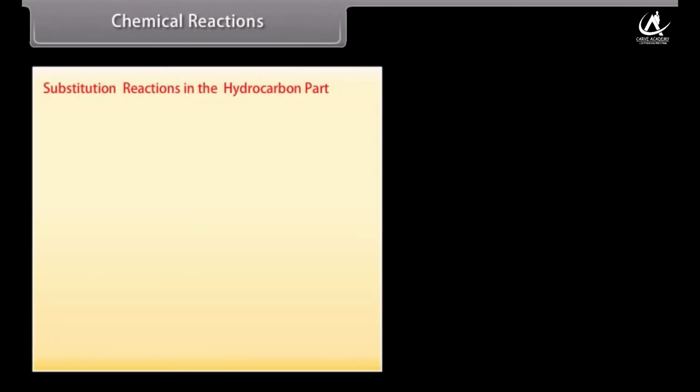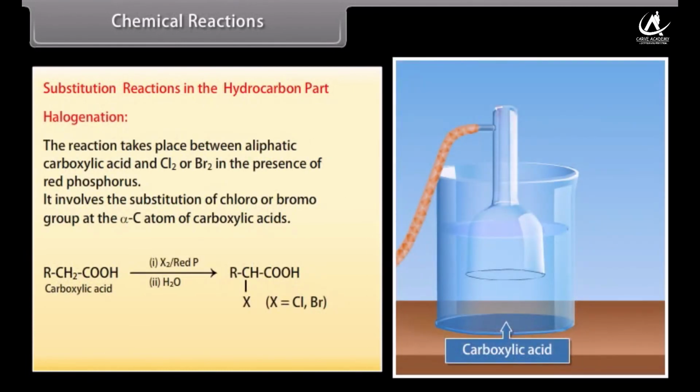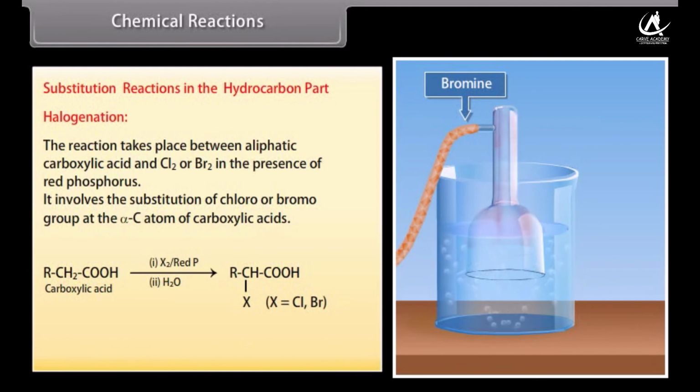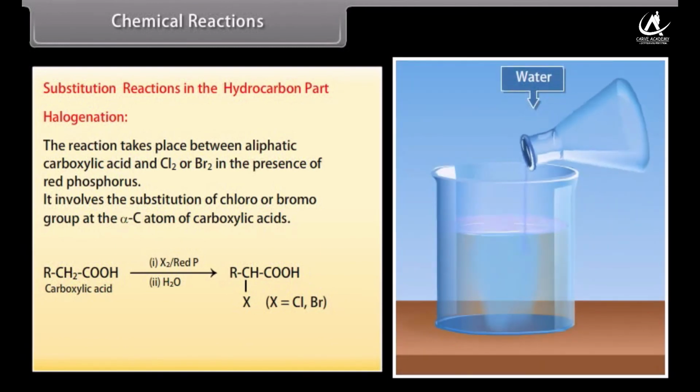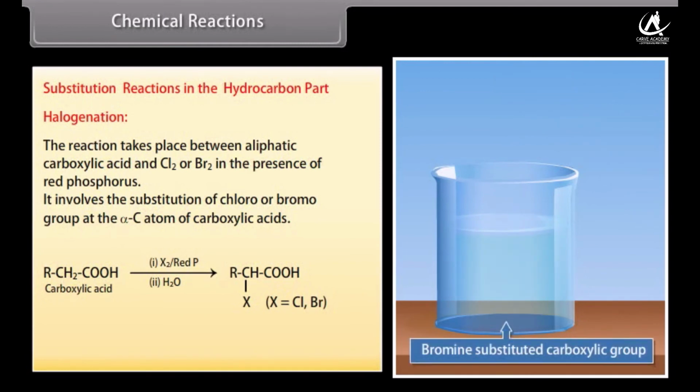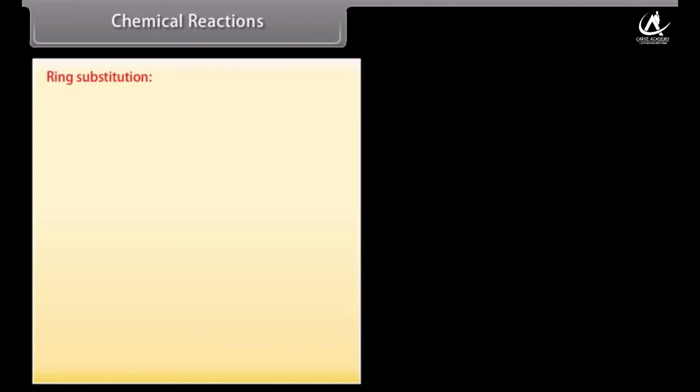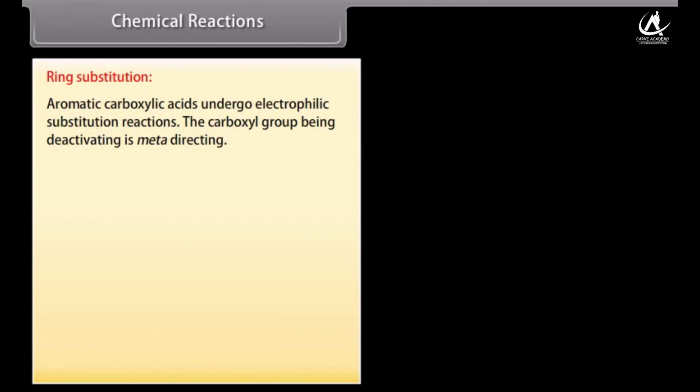Chemical reactions. Substitution reactions in the hydrocarbon part. Halogenation. The reaction takes place between aliphatic carboxylic acid and chlorine or bromine in the presence of red phosphorus. It involves the substitution of a chloro or bromo group at the alpha carbon atom of carboxylic acids. The reaction is known as Hell-Volhard-Zelinsky reaction.